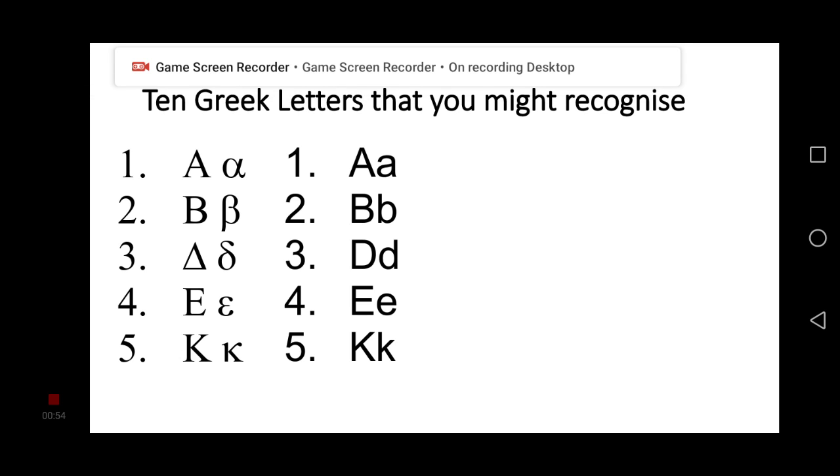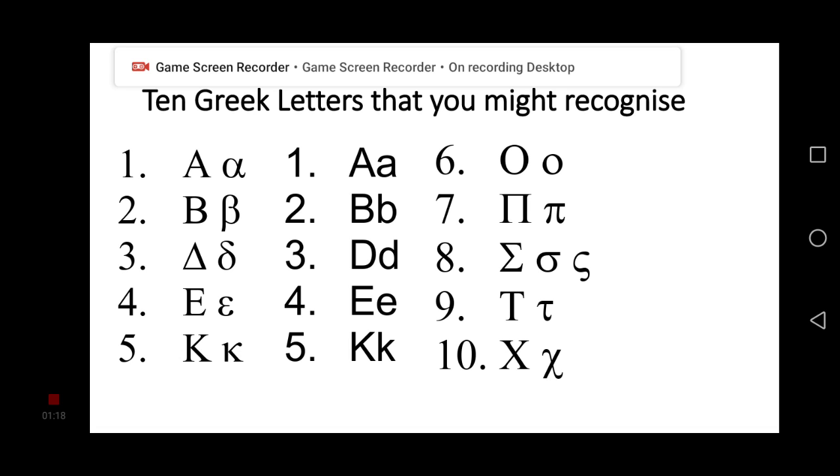So let's have a little look. So yes, alpha, beta, delta, epsilon and kappa. I'm not going in order, I'm just picking the simplest letters there. Each Greek letter has got a Greek name, but it's helpful if you know its English equivalent. So you've got that A, B, D, E and the K.